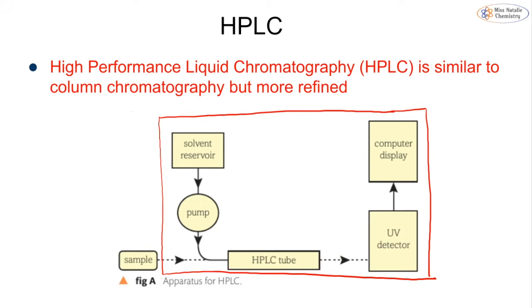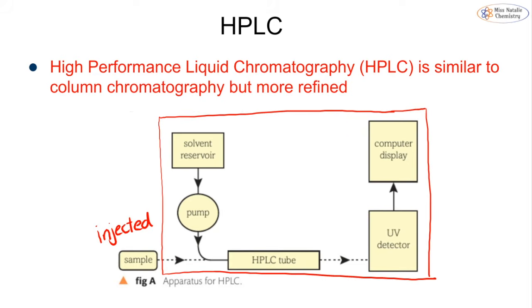And what happens is we've got our solvent reservoir, so we have a container of the solvent present in there, and it passes through the pump and then comes into contact with the sample that is injected. And the sample and the solvent pass through the HPLC tube, and we get separation of our components. These are detected by a UV detector, and the results are then displayed onto the computer.